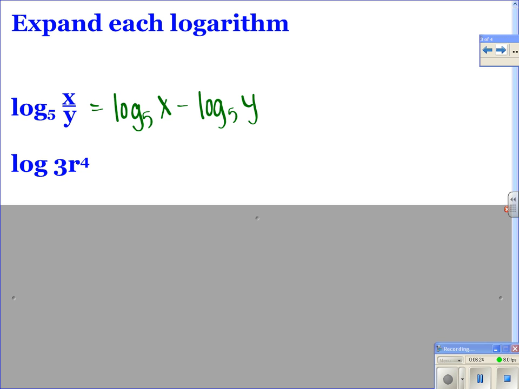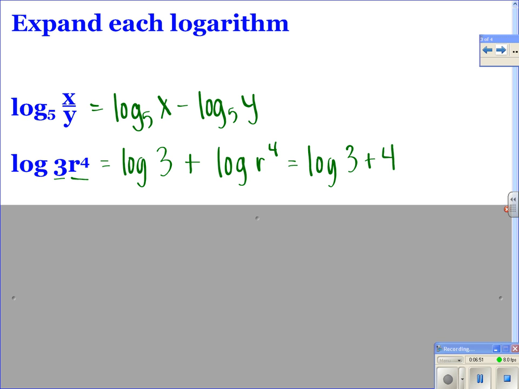The next one. There are two things here. We have 3 and we have r to the 4th. So I'm going to split those up. Log 3, if they're being multiplied, remember it's addition. And now this is log r to the 4th. We have one more thing to make it completely expanded, is to move that 4. So remember, exponents on logarithms can always move down in the front. So we've got log 3 plus 4 log r. So these are the expanded versions.